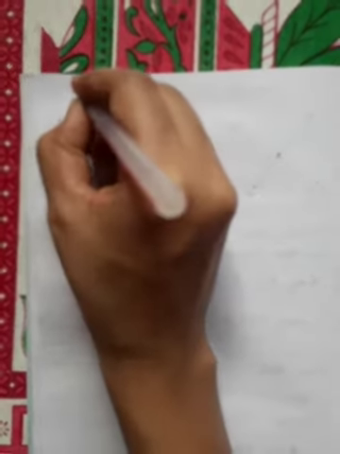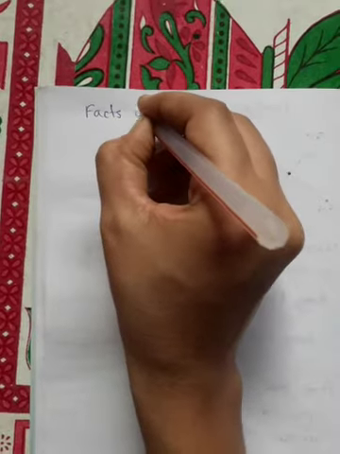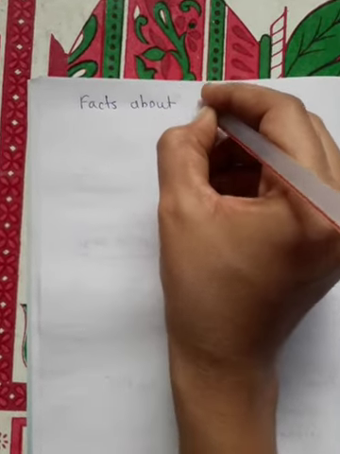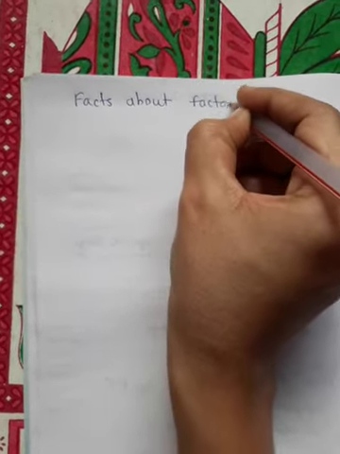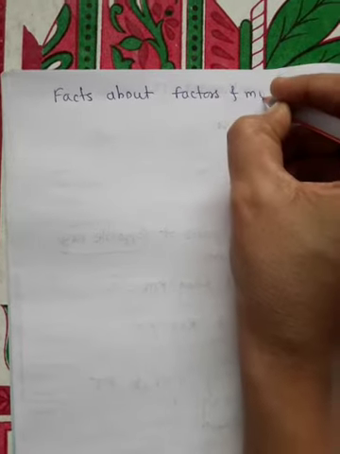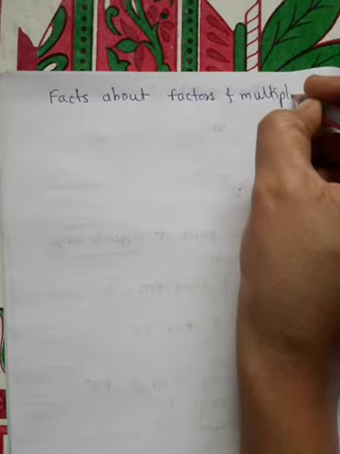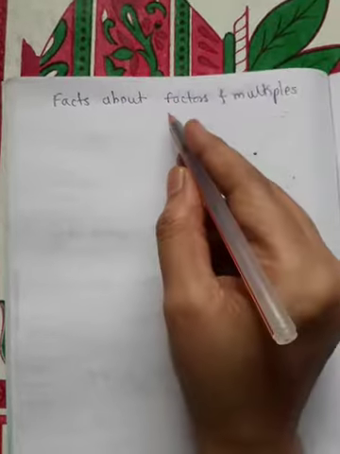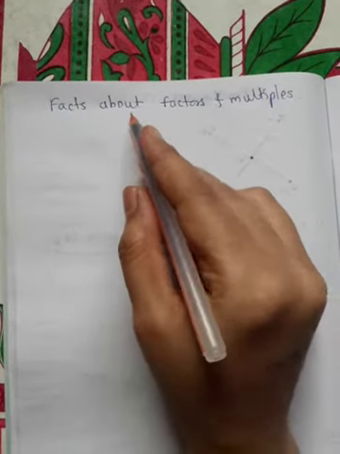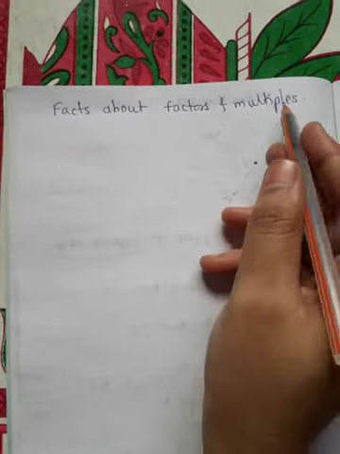We have started the topic, lesson number 6, that is factors and multiples, and we have completed activity number 1. Now we will discuss the facts about factors and multiples. Okay, we will discuss some properties of factors and multiples.